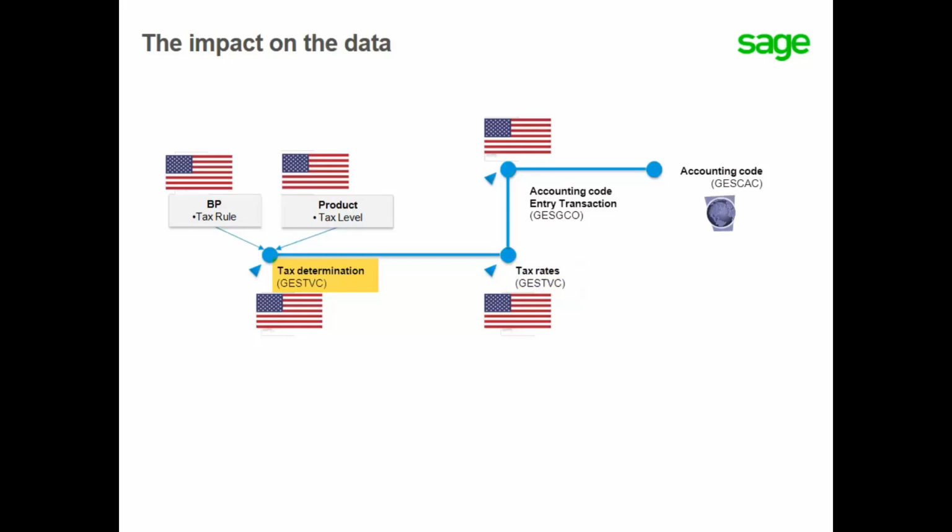Legislation at the tax determination level is used to select tax elements corresponding to the legislation. Tax rate defines the tax rate that can be applied to a sale or a purchase. If a legislation is linked to a tax rate, this tax rate will be used only with companies sharing the same legislation. The accounting code entry transaction defines the list of chart of accounts within each accounting propagation to be carried out, legislation being specified if necessary.